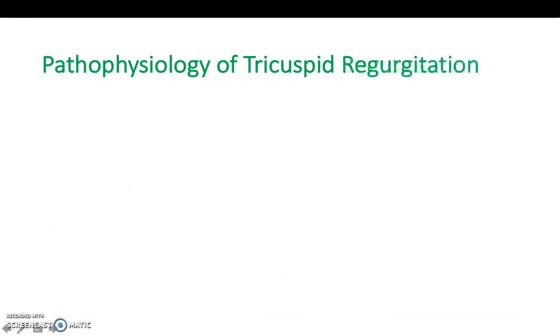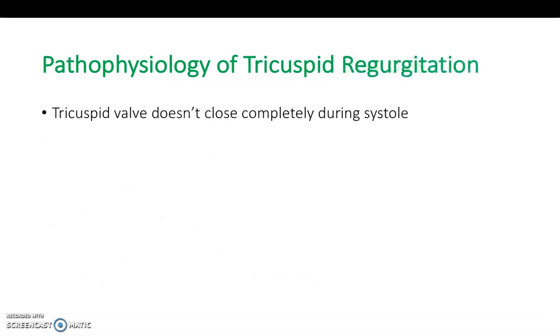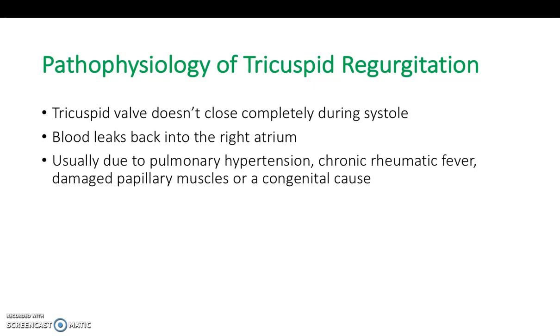Okay, so tricuspid regurgitation. The tricuspid valve won't close completely during systole, and we get blood leak back into the right atrium. It's usually due to pulmonary hypertension, which causes an increase in right ventricular pressure, which then dilates the tricuspid valve, allowing blood to go backwards. And again, chronic rheumatic fever can cause tricuspid regurgitation.